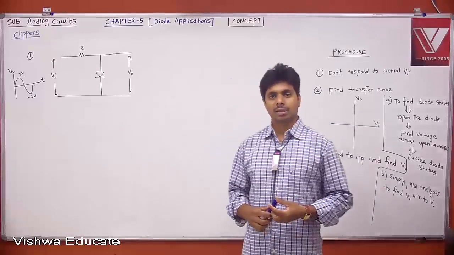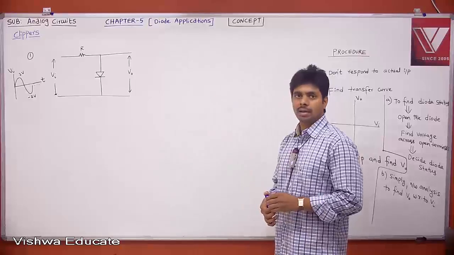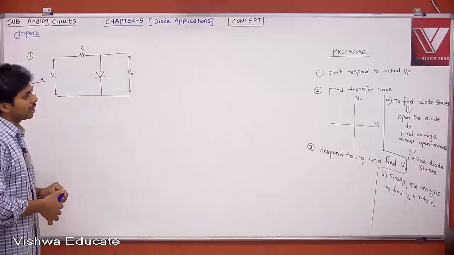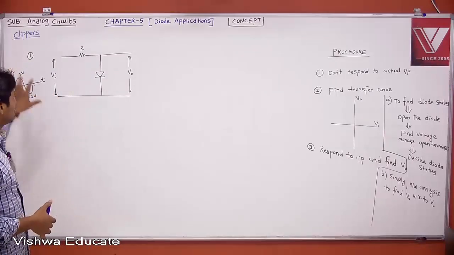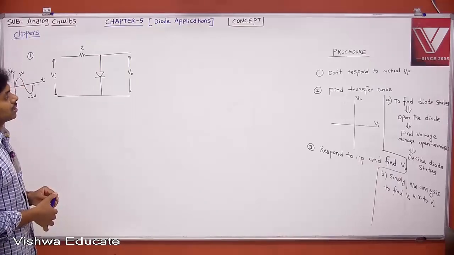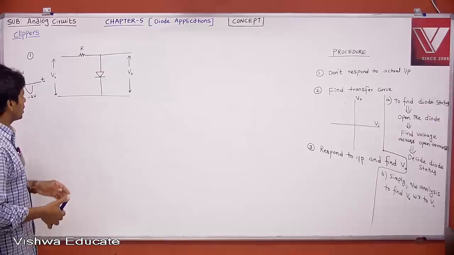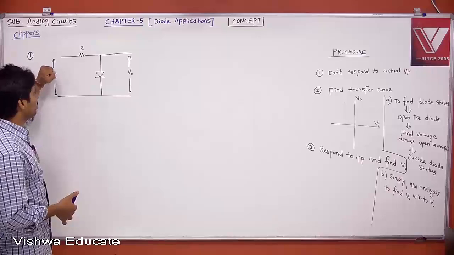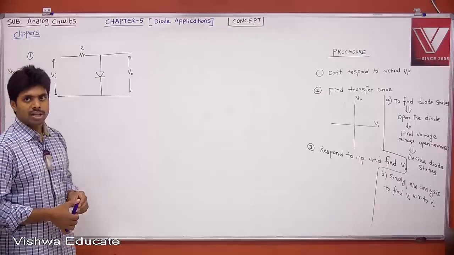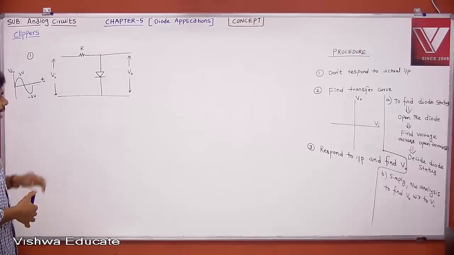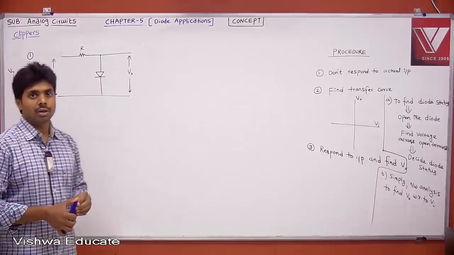Welcome back. In the last session, we started clippers and I explained the procedure to solve the problems. If I just repeat once again, the procedure is: don't respond to actual input. Instead of responding to actual input, we need to find the transfer curve. Transfer curve is nothing but, when Vi is changing from minus infinity to plus infinity, what is your V0? For all values of input, we should know what is the steady state V0. And third, once you know the transfer curve, respond to the actual input and find V0. It will give you exactly the correct answer without any error.